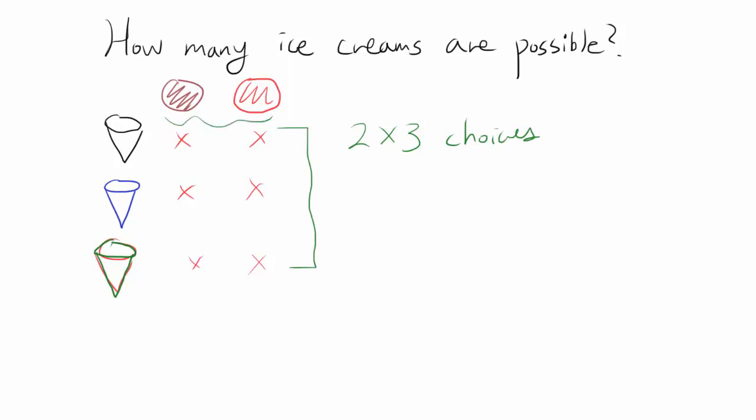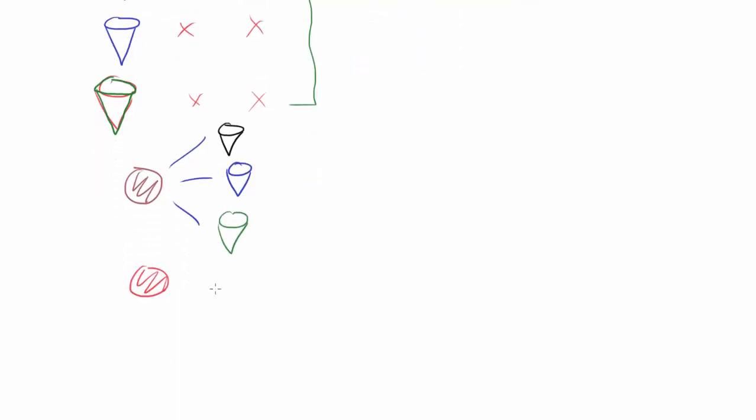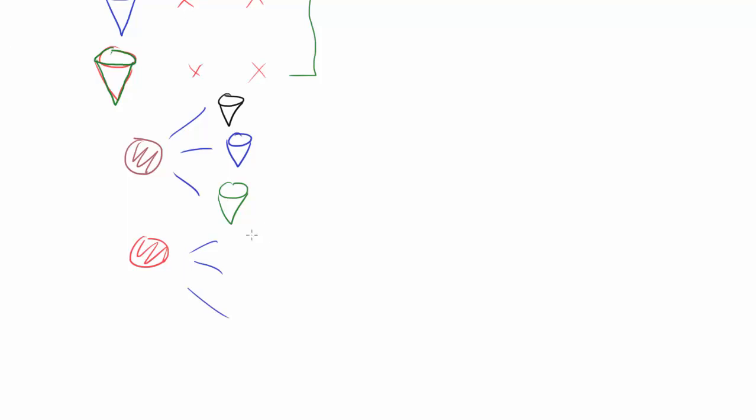Another way of visualizing this is by drawing a tree diagram. So let's say you can begin with a chocolate, or you can begin with a strawberry. Once you begin with a chocolate, there's 3 ways to go. You can either pick a black cone, or a blue cone, or a green cone, and the same reasoning applies. And we have the same 3 choices for strawberry. You can either pick black cone, or blue cone, or green cone. And it's obvious that in this case we have 3 sets of 2, so we have 3 times 2, or 6 choices.